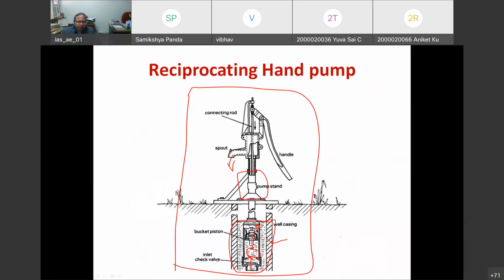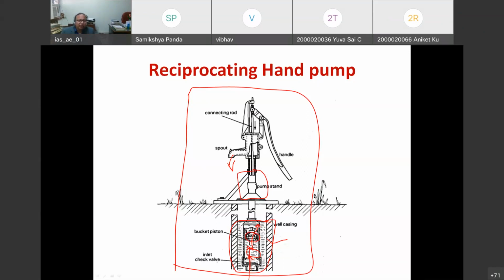But if the water table is going down, then with the help of this bucket piston, what happens is that it creates a vacuum, a low pressure area below this. That's why water from the bottom enters this area. There is some limitation: it cannot create a high level of vacuum, or a high level of low pressure zone.